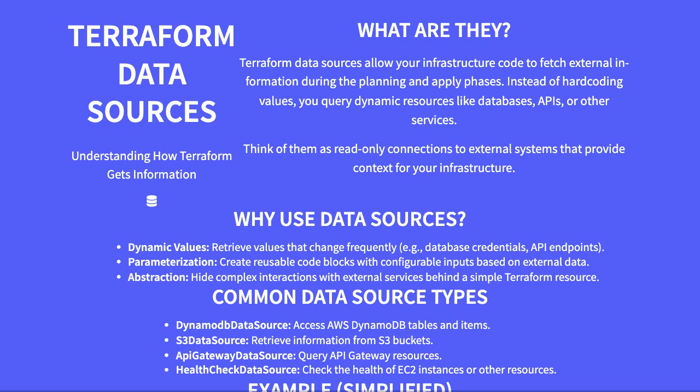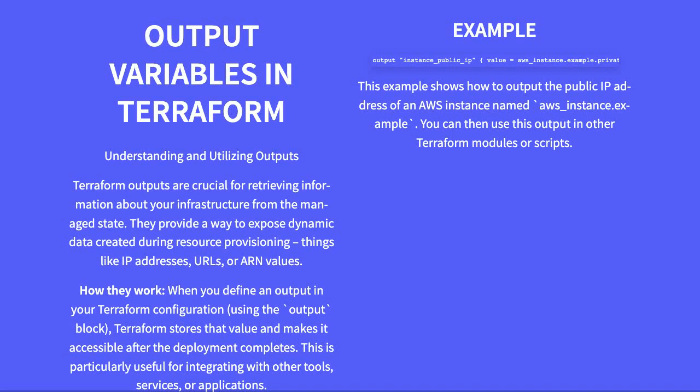There are all sorts of different types, like accessing DynamoDB tables, S3 buckets, or even checking the health of your servers. As you can see in this simple example, a data source lets you query AWS for the latest Amazon-owned AMI. Super handy. Okay, let's talk about outputs in Terraform.